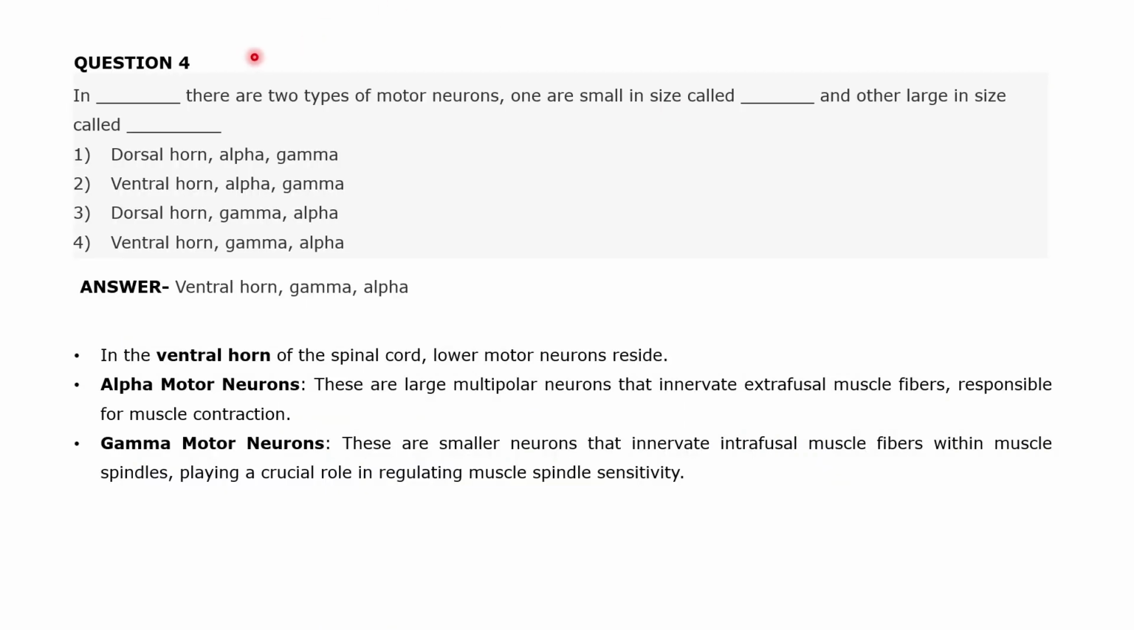So coming to this answer, in the case of the ventral horn, there are two types of motor neuron. One is small in size, which is the gamma motor neuron, and the other one is larger in size, which is called the alpha motor neuron.